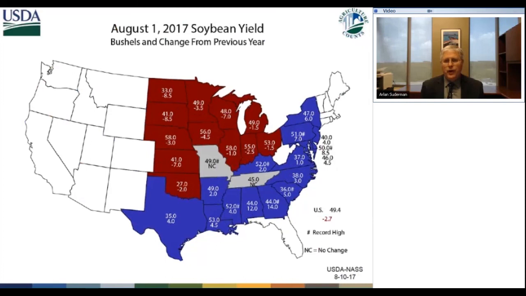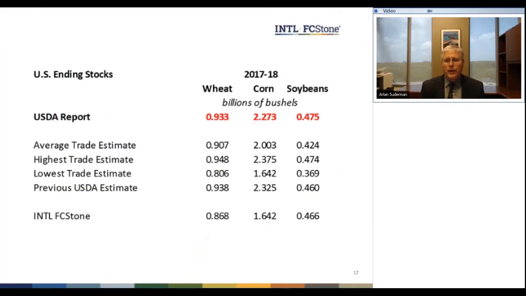Soybean yield, this is a drop from last year, virtually all the Midwest with the exception of Missouri, down from last year, Missouri unchanged. Of course, last year was a big crop. It's just not down as much as what we thought. Ending stocks, wheat, 933 million. I'm still looking for something smaller than that.